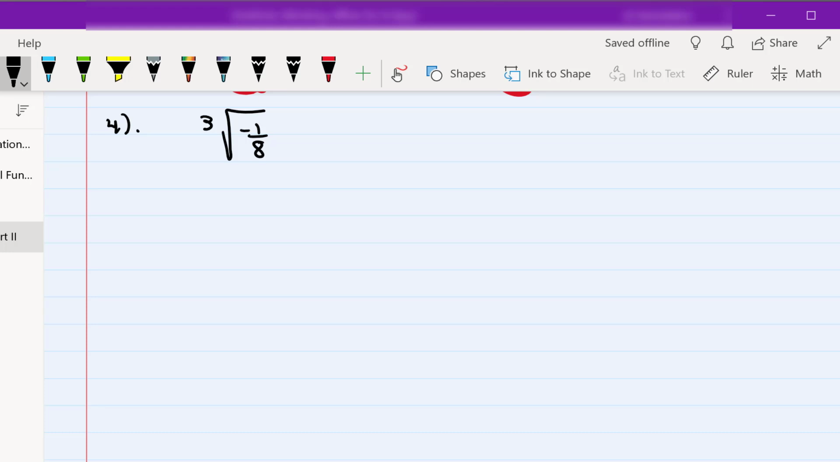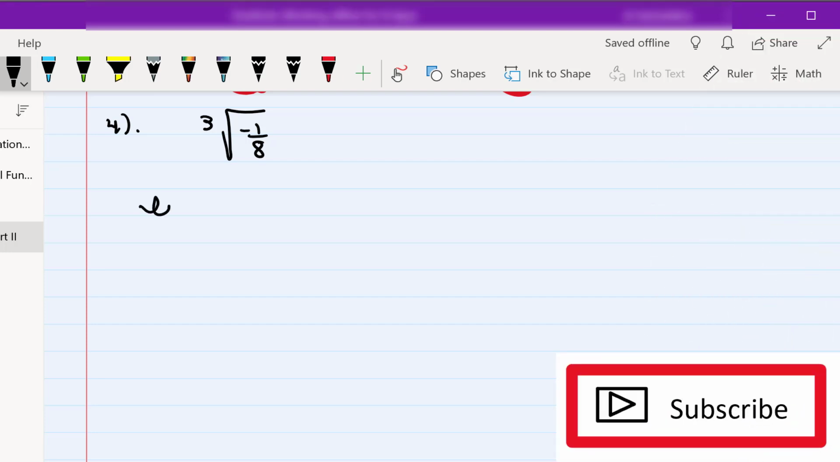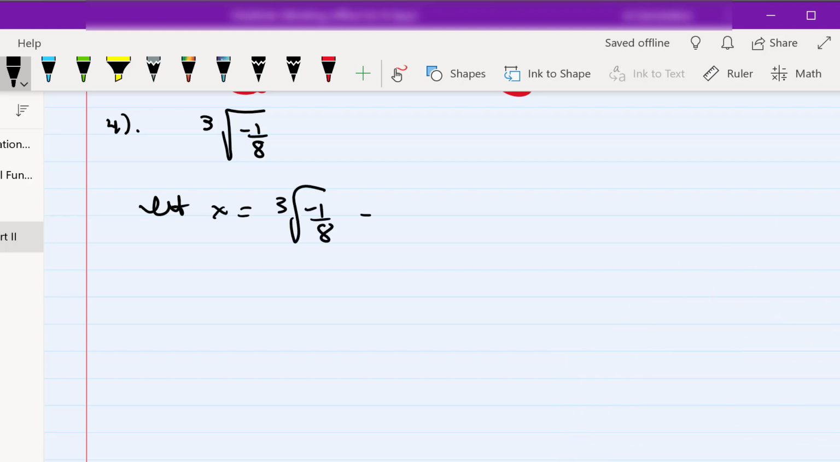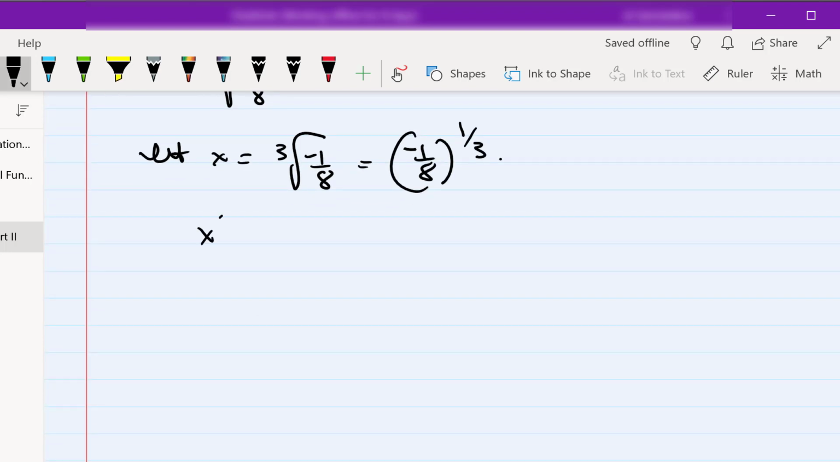This is somewhat similar to our last problem. However, under the radical, we have a negative sign. So we proceed. Let x equal cubed root of minus 1/8, or minus 1/8 raised to the 1/3 power. If we cube both sides, we get x cubed equals minus 1/8. Another way of writing this is minus 1/2 cubed. Therefore, x equals minus 1/2.